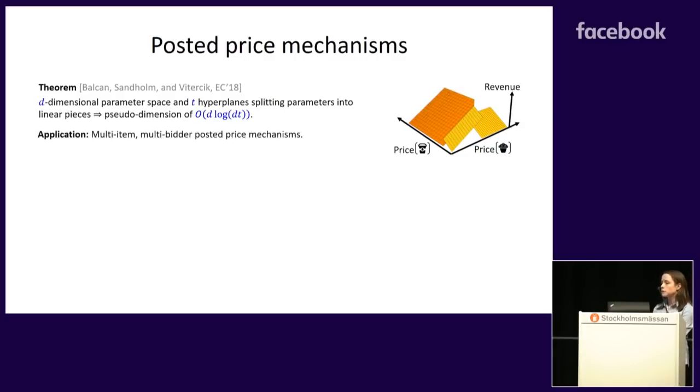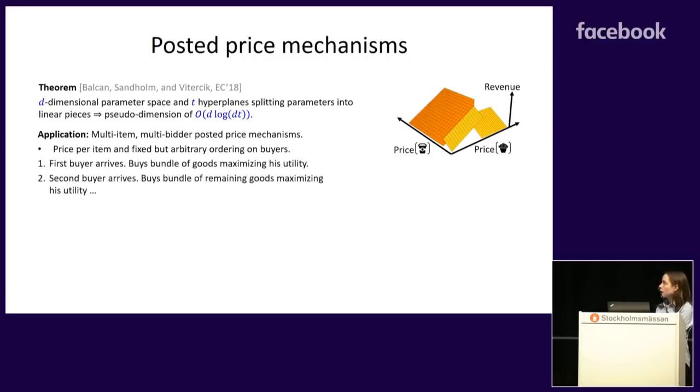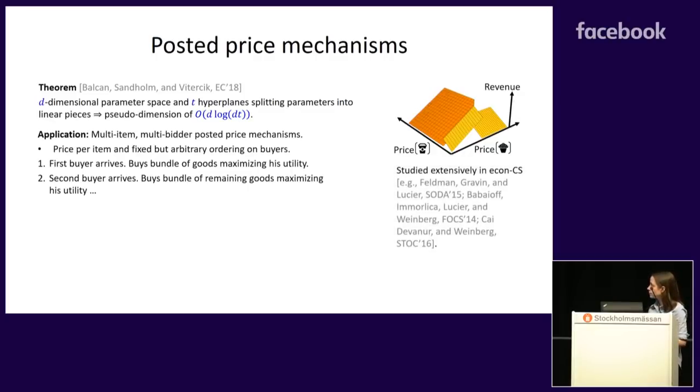Okay, so let's remember what posted price mechanisms are. These are multi-item and multi-buyer. We're going to set a price per item, and we're going to assume there's some fixed but arbitrary ordering over the buyers. The first buyer is going to arrive, buy the bundle of goods that maximizes his utility, and again, utility is their value for the bundle minus the price. Then the second buyer is going to arrive, buy the bundle of remaining goods that maximizes their utility, and so on. And posted price mechanisms have been studied extensively in the Econ CS community.